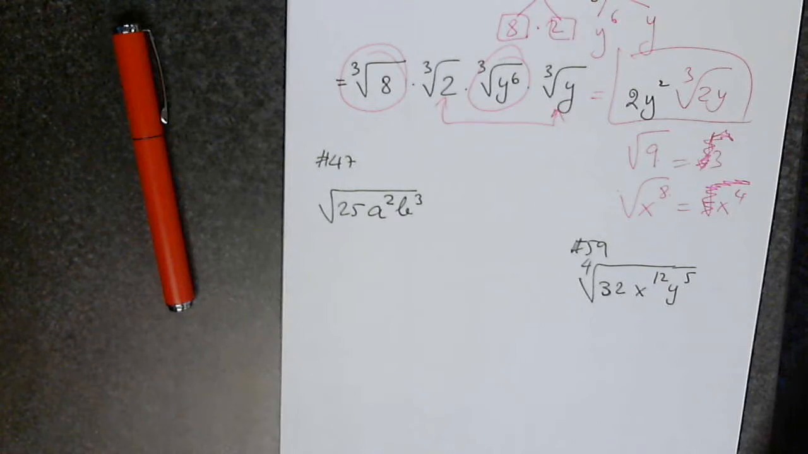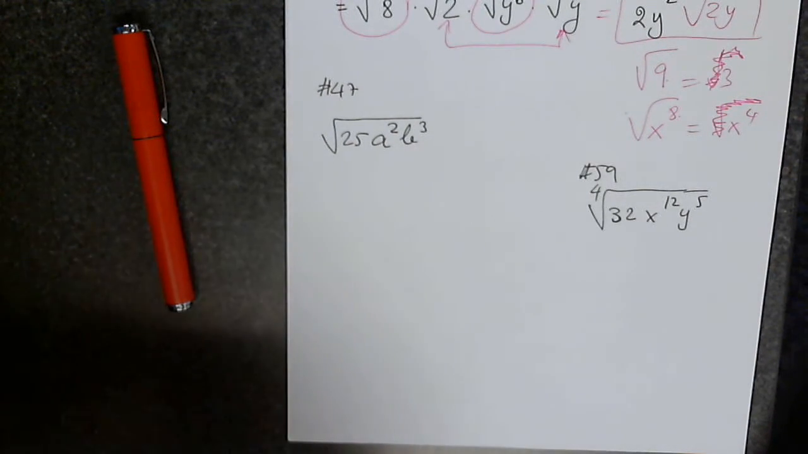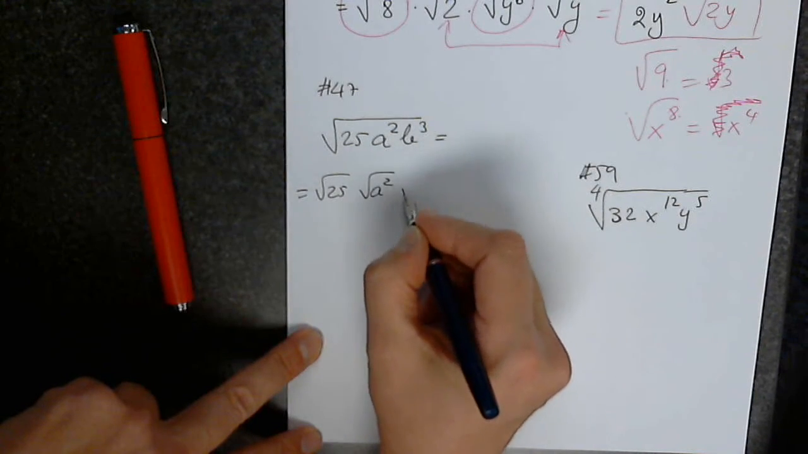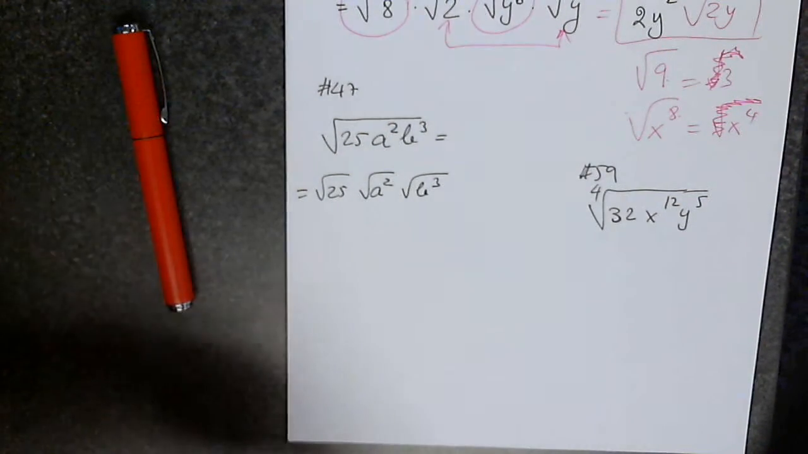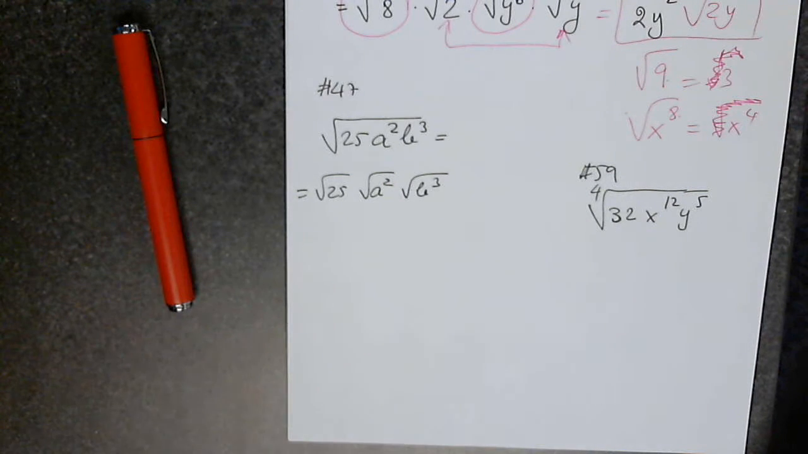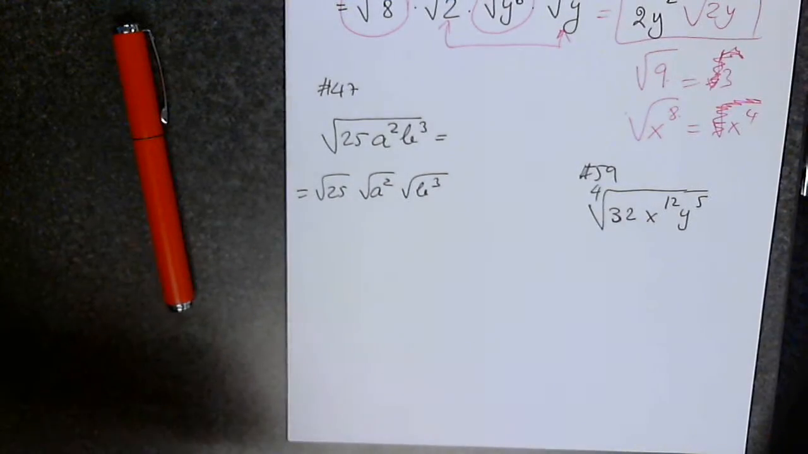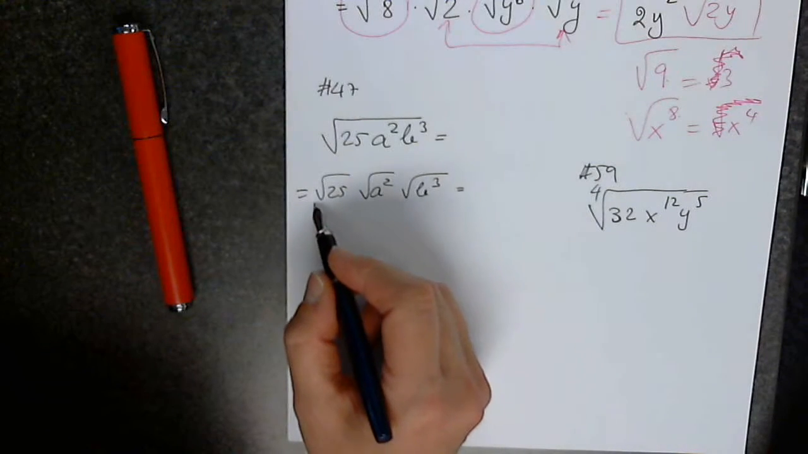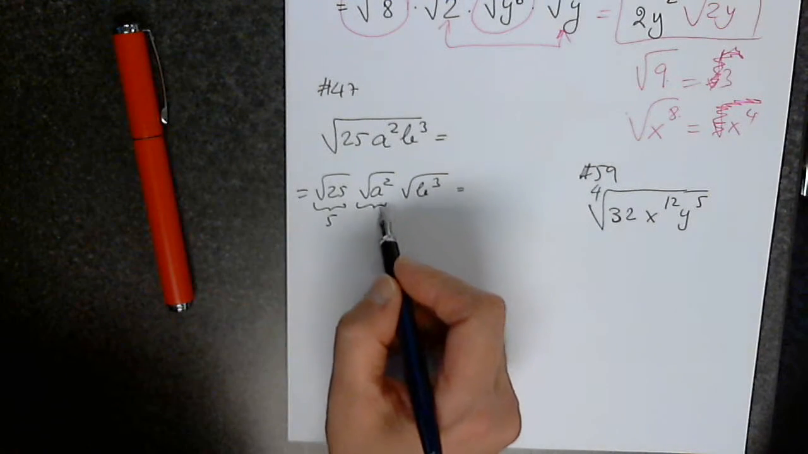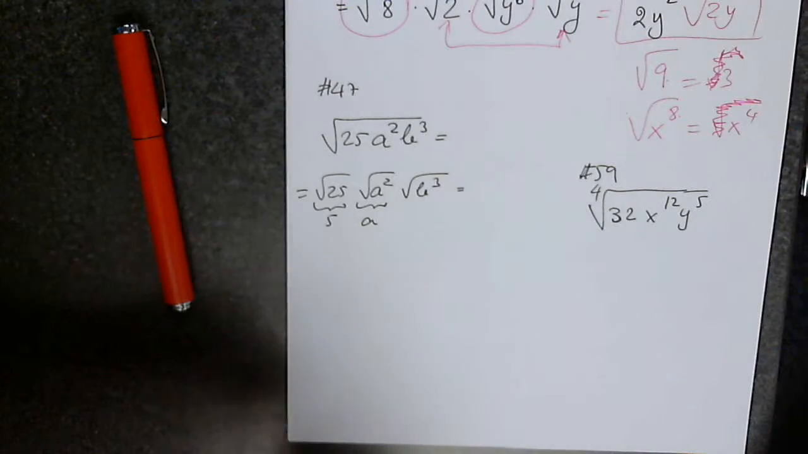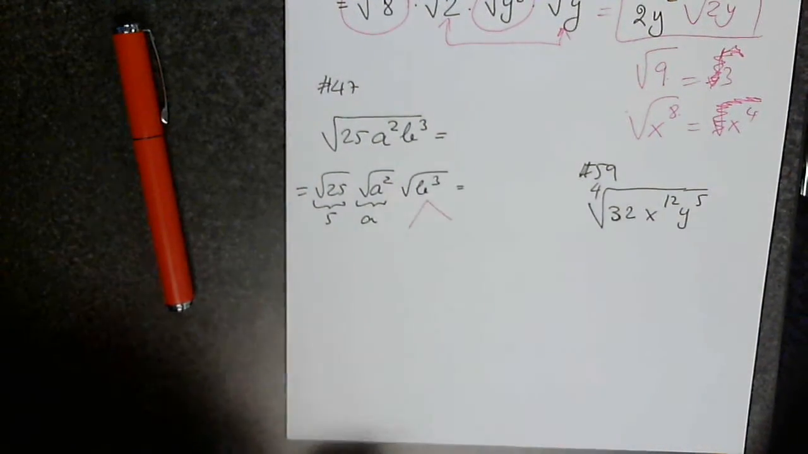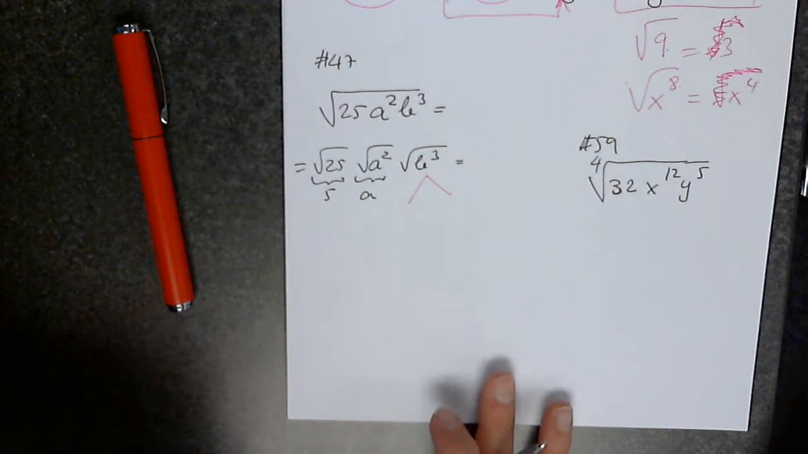Can anyone give us the first step in 47? I agree. I don't want to work with more than one, but it's not mandatory. If you can write the shortcut, that's fine. So what do I know so far? I know 5. I know a. But I know that 3 over 2 is not an integer. So I have to split this into what?